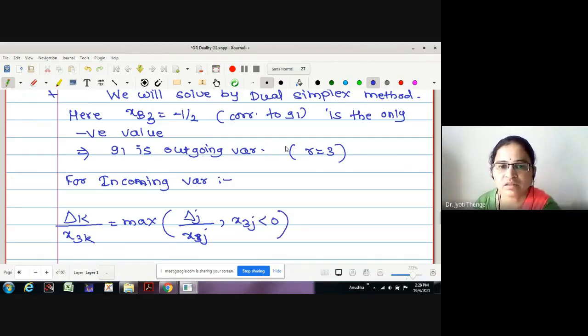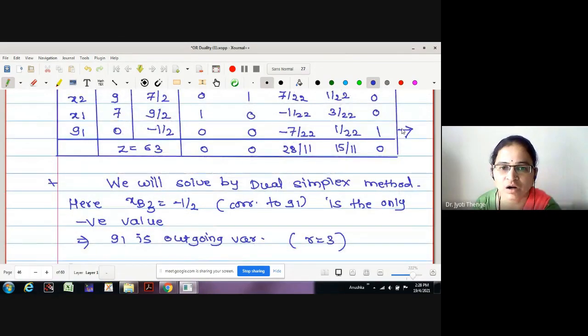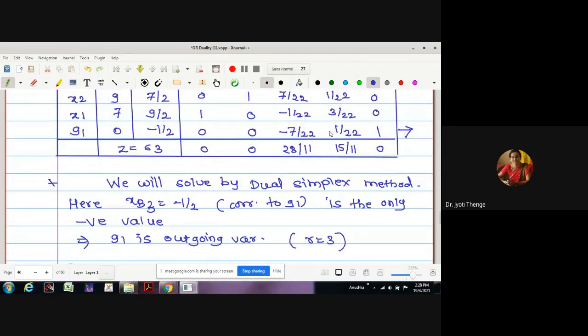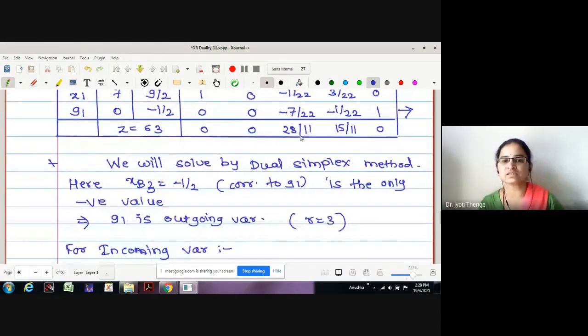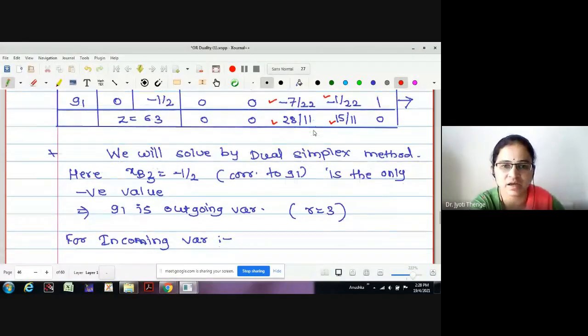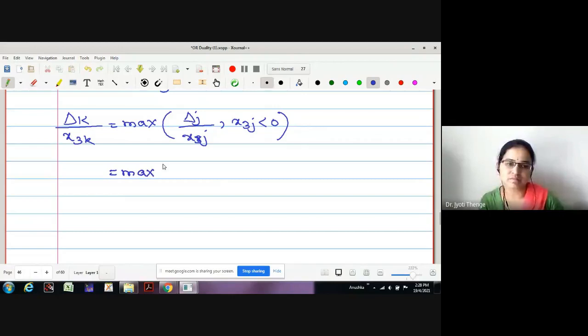Now look at the third row. How many entries are negative? Two entries are negative, no? Yes, two, ma'am. Therefore, two ratios are going to exist. Which two ratios are going to exist? Delta upon the corresponding negative entry. I told you the shortcut. Whichever gives us the maximum will be the incoming vector or incoming variable. So let me write, this is maximum.